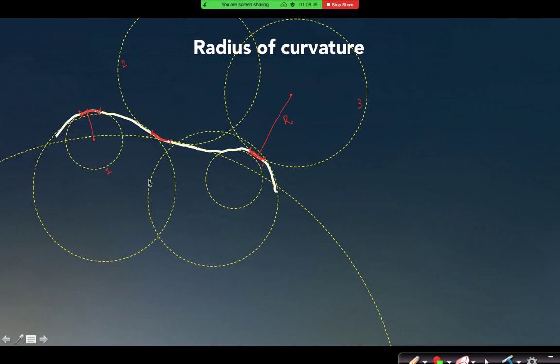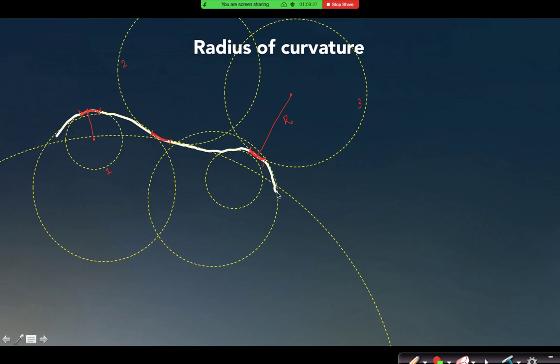Now I have a question. From this discussion of radius of curvature, does the radius of curvature depend on how the particle moves, or will it be constant at a particular point however the motion of the particle may be? Which one is true? Is the radius of curvature at a point constant, or does it depend on how the particle actually moves? Independent of motion, yes.